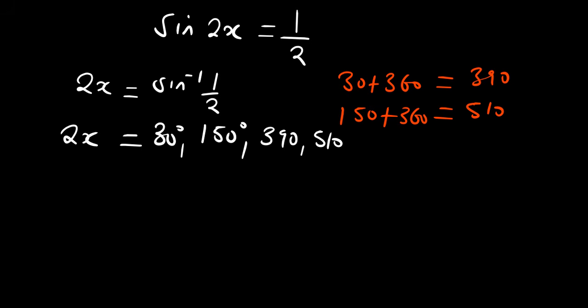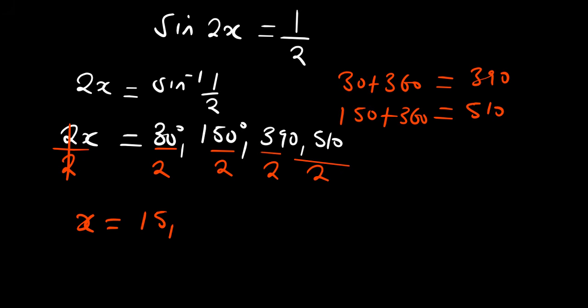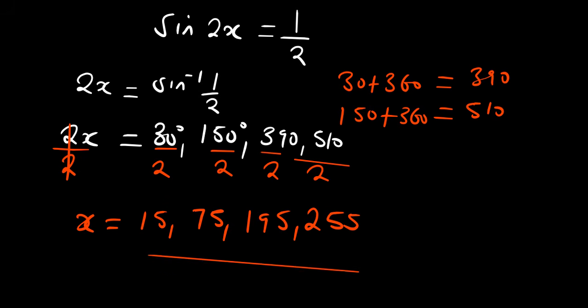But now we are saying it is 2x, so if they ask you to find x, because it's an equation, you're going to divide by 2 throughout. Therefore your x will be 30 divided by 2, that is 15. 150 divided by 2, that is 75. 390 divided by 2, that is 195 degrees. Then the other one is 255 degrees. So these are going to be your answers.